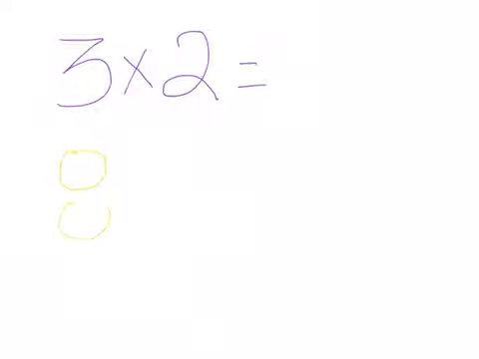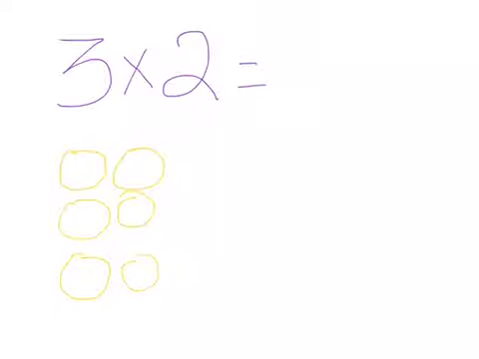Okay, this time I want you to show me some practice. I'm going to give you the multiplication equation of 3 times 2. I want you to pause the video and then draw your array for 3 times 2, 3 groups of 2. Push play when you're ready. Okay, an array for 3 groups of 2 would look like this. 3 groups of 2, you have 3 groups with 2 in each group.